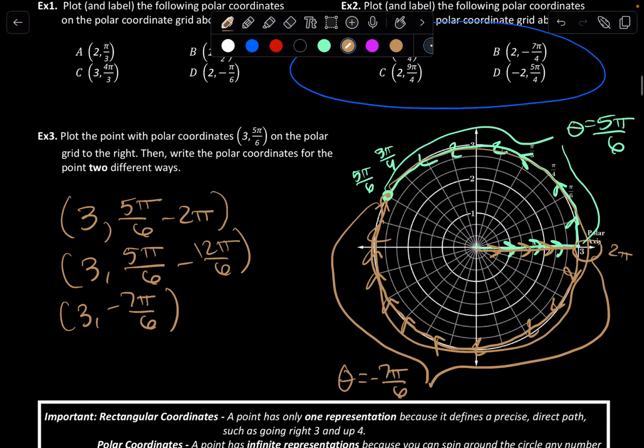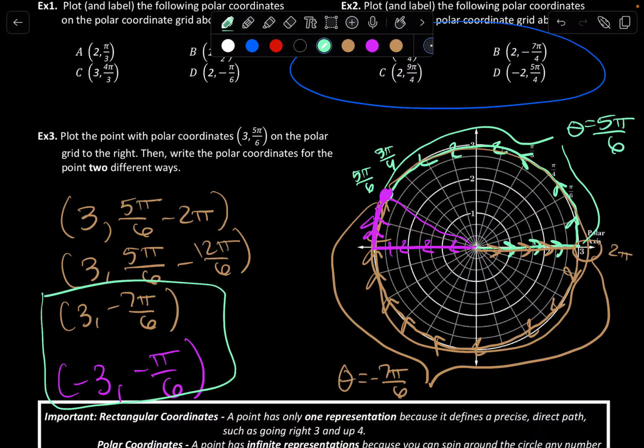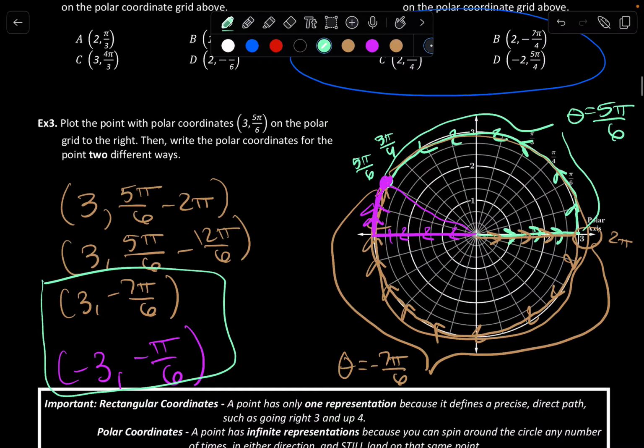Another way to write this, probably a more convenient way, so we're not having to add and subtract with 2 pi, is to travel in a negative direction. So we can have a negative radius of 3. And then I will open up to this coordinate, which, because I'm traveling clockwise, is going to be a negative angle, and it is negative pi over 6. So those are our 2 points that align with the coordinate point 3, 5 pi over 6.